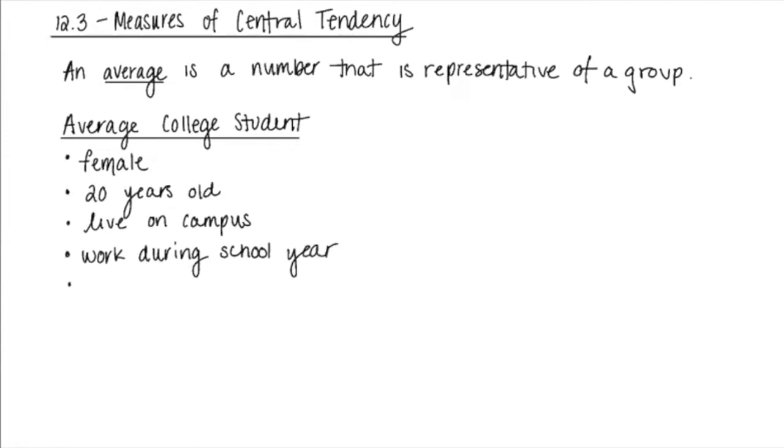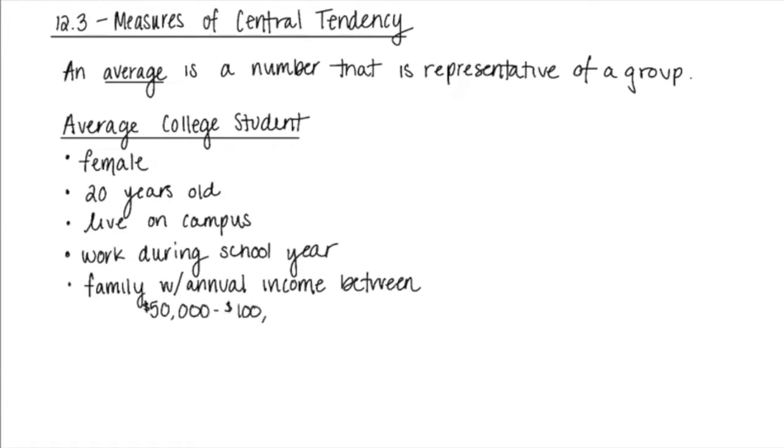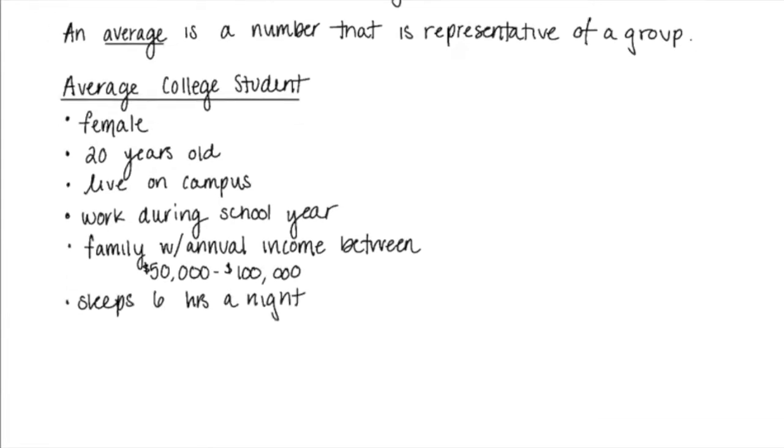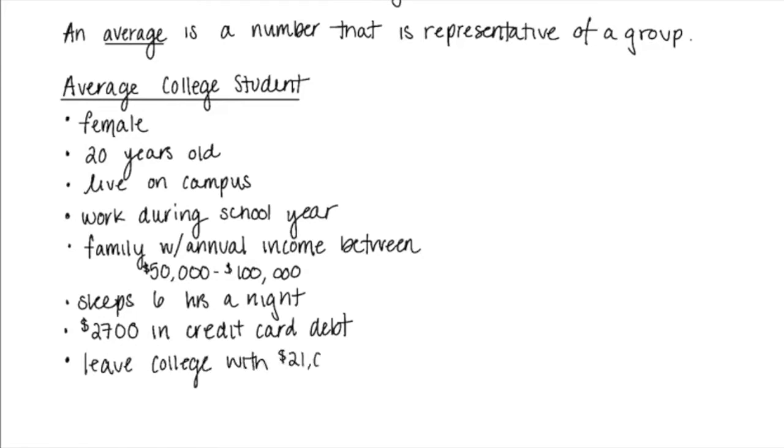They have a family with an annual income between $50,000 to $100,000. They sleep for 6 hours a night. They have $2,700 in credit card debt. And then in total, they're going to leave college with $21,000 in loans.